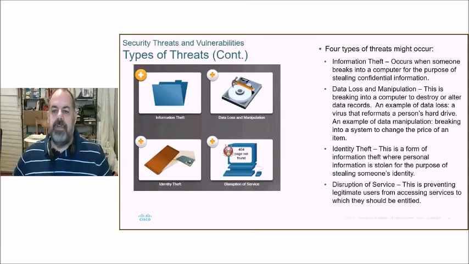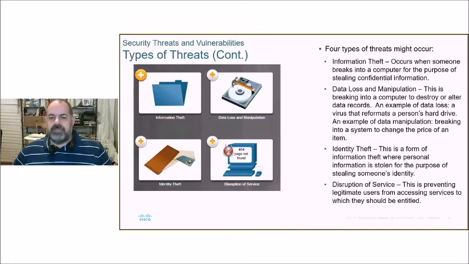So four types of threats might occur. Information theft occurs when someone breaks into a computer for the purpose of stealing confidential information. Data loss or manipulation is breaking into a computer to destroy or alter data records. An example of data loss is a virus that reformats a person's hard drive. An example of data manipulation is breaking into a system to change the price of an item. Then there's identity theft, a form of information theft where personal information is stolen for the purpose of stealing someone's identity. And there's disruption of service. This is preventing legitimate users from accessing services to which they should be entitled.